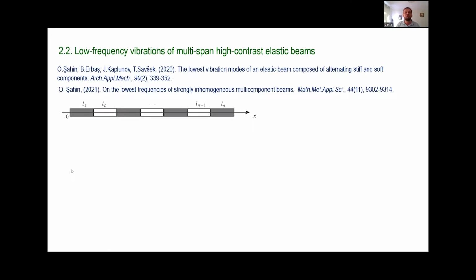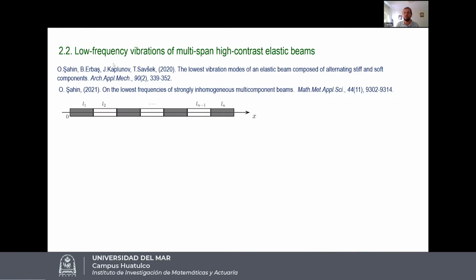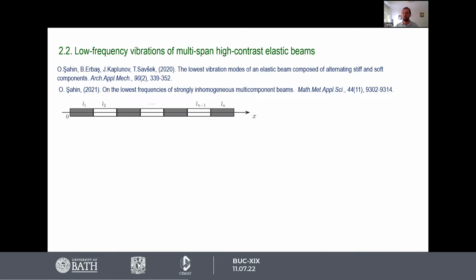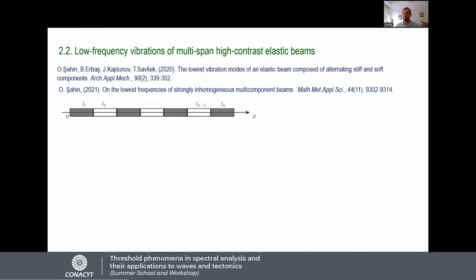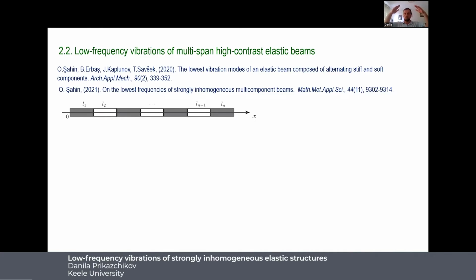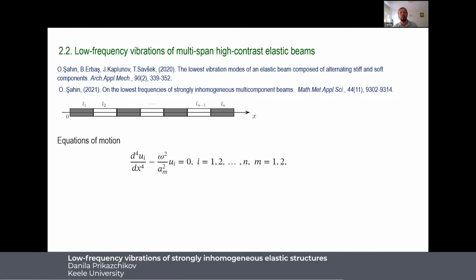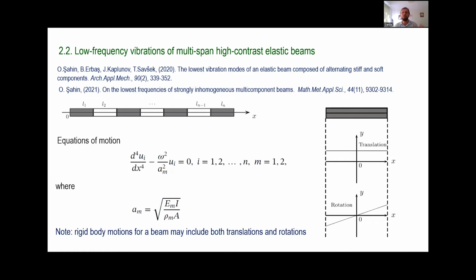So we are moving on to the consideration of multi-span high contrast elastic beams. If we look at a similar scenario as we did for rods, but for elastic beams, it's now very different from a physical perspective, because the displacement is supposed to be perpendicular to the direction of the beam. So these are the equations of motion, fourth order, just as we started talking yesterday.